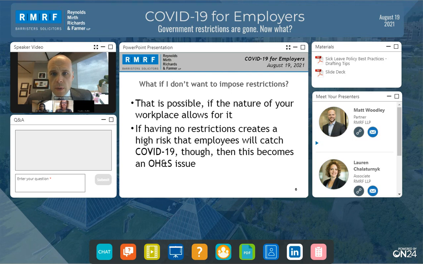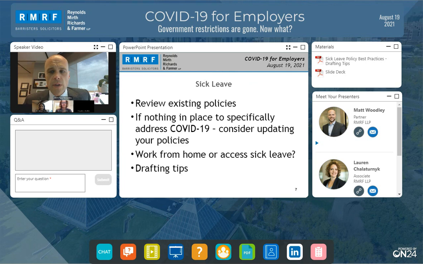So let's talk about sick leave policies, because this is something that many employers have asked questions about, given what we've talked about already. So remember, without being able to rely on the legal requirement for self-isolation coming from the public health orders, employers have to figure out how they're going to deal with preventing transmission in the workplace and dealing with the situation of employees legally being able to come to the workplace even if they're sick with COVID-19.